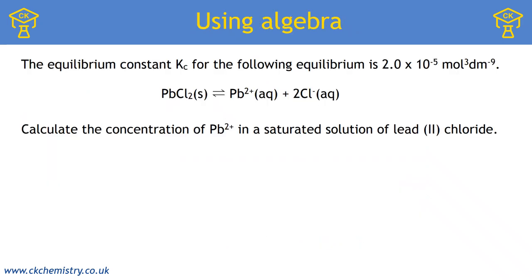Okay, last example is a slightly trickier one, and it's trickier for a couple of reasons. So the first reason is because it's what we call a heterogeneous equilibrium.